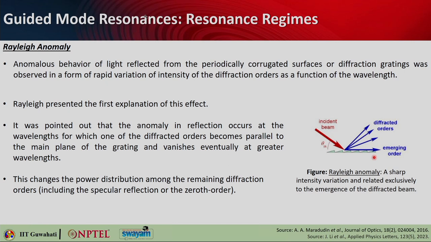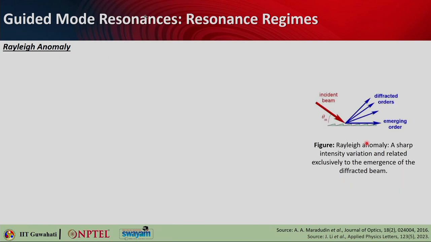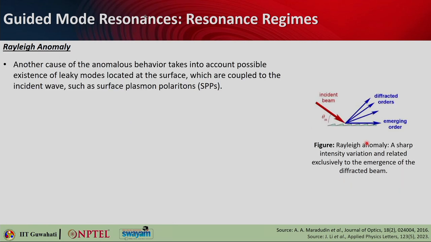So this changes the power distribution among the remaining diffraction orders including the specular reflection or the zeroth order reflection, right. So if one mode is not allowed or one particular order is vanishing, the power has to be distributed among the remaining. So that is how the anomaly disturbs the system.